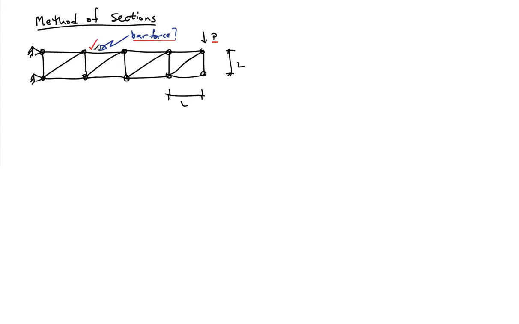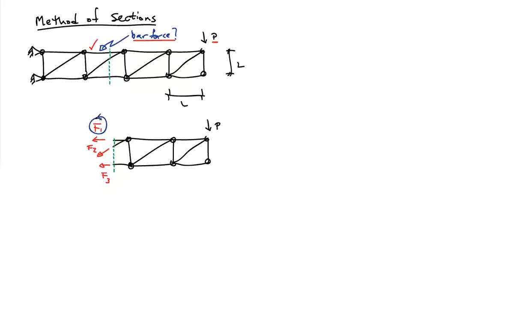And the method of sections is just a clever use of free body diagrams to help you determine an unknown. So what I can do is make a section cut across part of the truss and draw a free body diagram. So I've drawn my free body diagram, and I've put into the picture the force that I'm interested in. That's F1 as I've labeled it. But because I've cut through 2 other bars, I've exposed the internal forces F2 and F3.